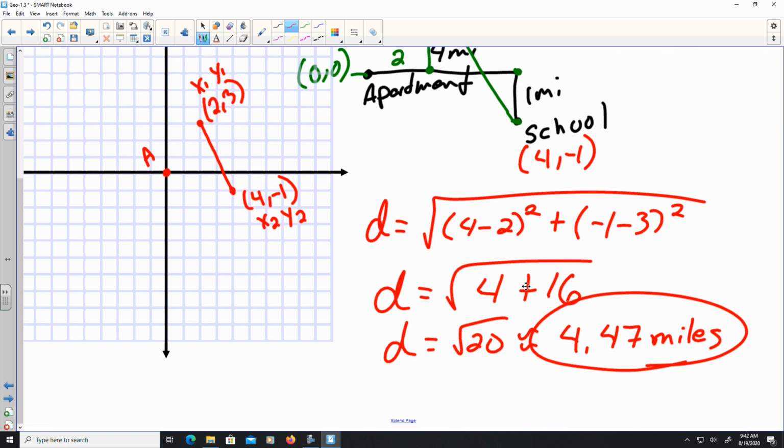And that is being able to use the midpoint and distance formula. Hope this helps.